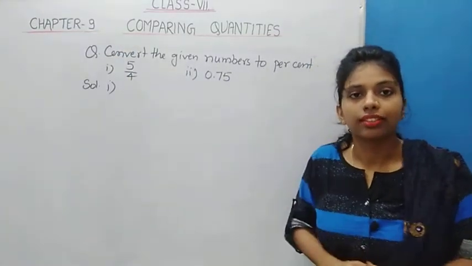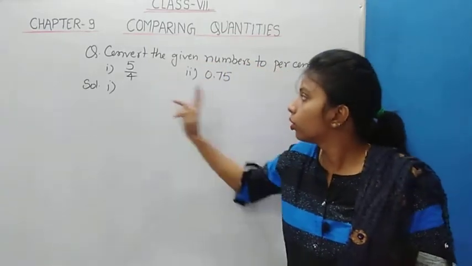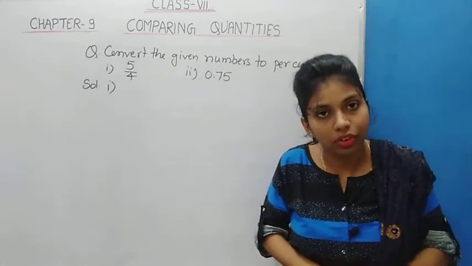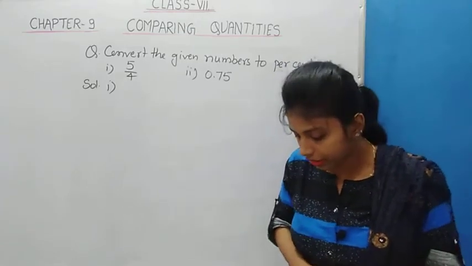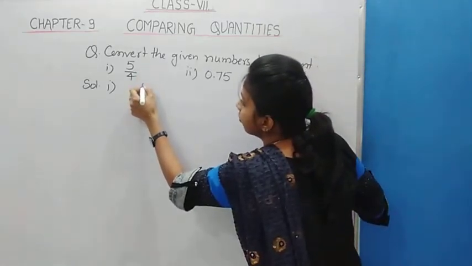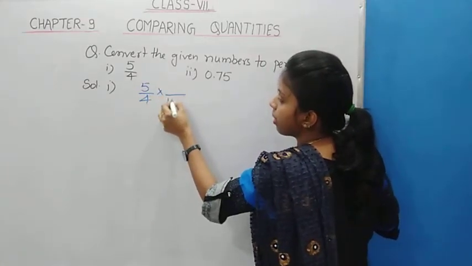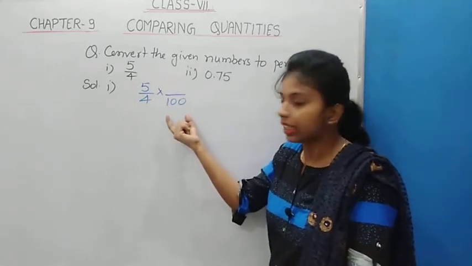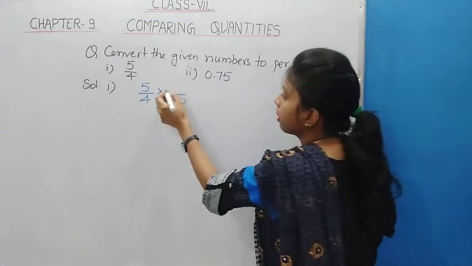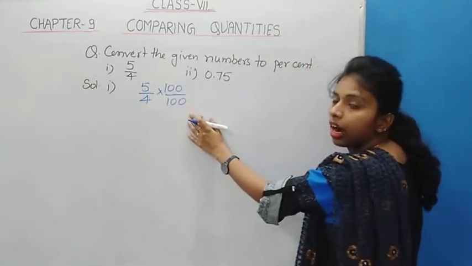Let's solve this question. This question says convert the given numbers to percentage. There are two parts. The first part is in the form of a fraction, that is 5 by 4. We have to convert 5 by 4 into a percentage. We already know percentage means out of 100, so we multiply 5 by 4 with 100 and divide with 100 also.